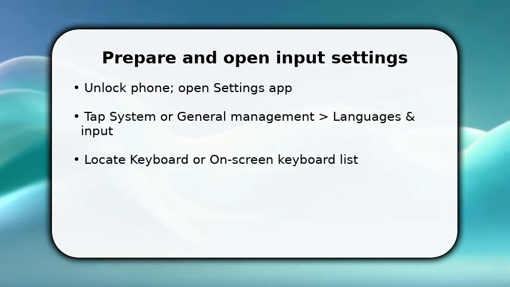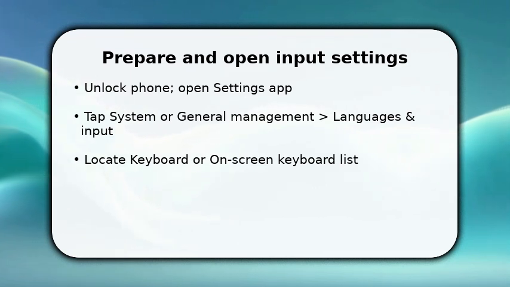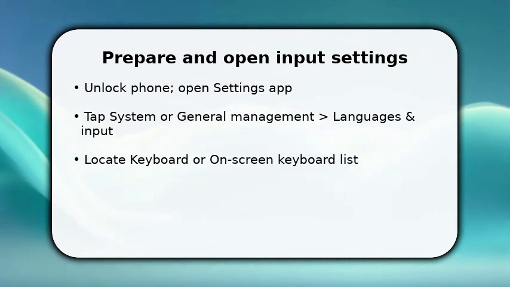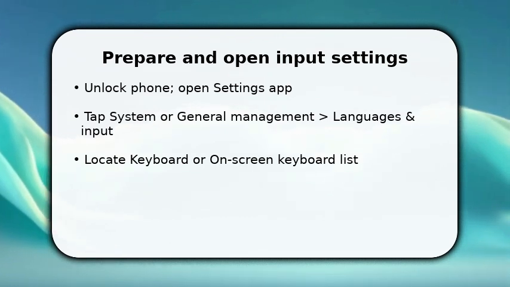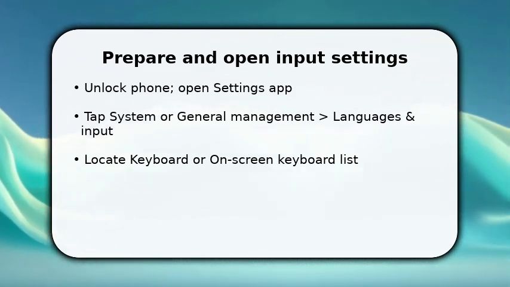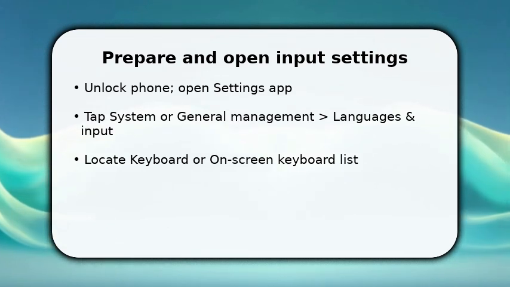Once there, tap On-Screen Keyboard or Virtual Keyboard to reveal installed keyboards. Make sure to note which keyboard is active so you can switch later. If a prompt appears asking for permissions, allow temporarily so you can change defaults. This initial step ensures you can safely disable the target keyboard.